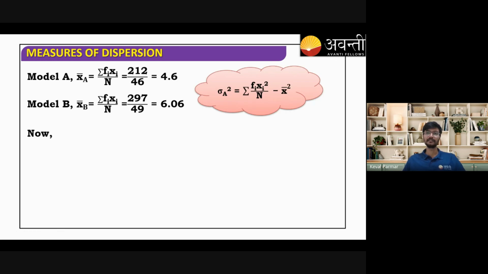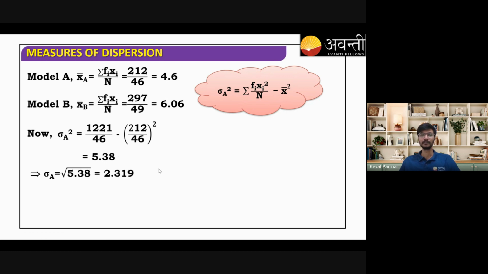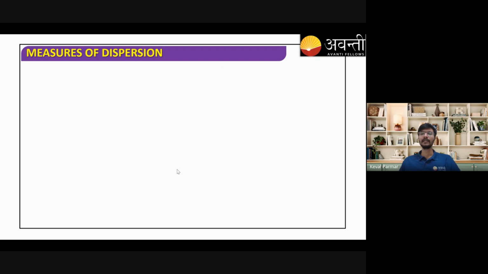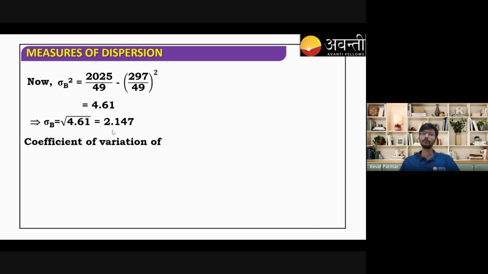So let's calculate standard deviation. Here is the formula you can see in this cloud. The standard deviation is the square root of summation fi xi square upon n minus x bar the whole square. So we calculated summation fi xi square, which is 1221, right? And sigma A square comes to 5.38, correct? So this is the standard deviation, which is 2.319. The same thing we'll calculate for B, right? Sigma B square we got 4.61, so 2.41.